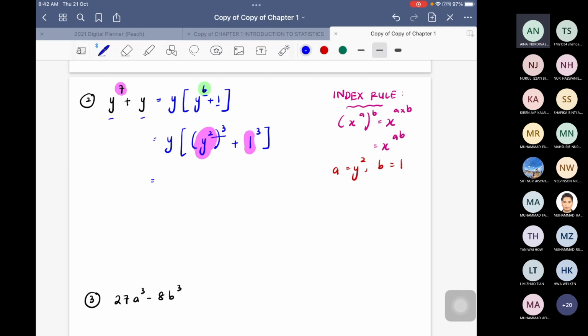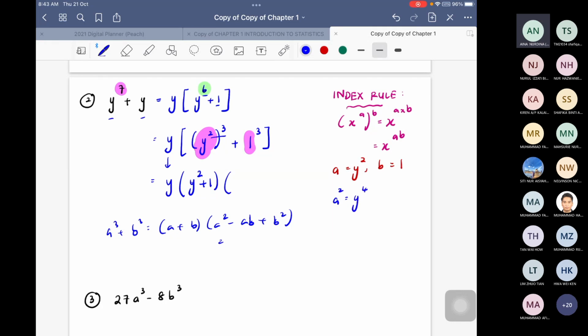Ha, tapi bila you factorize tu, jangan lupa y ni. So y ni salin balik sahaja. And according to the rule tadi, A cube tambah B cube adalah sama dengan A tambah B, A square tolak AB tambah B square. Sama sebiji macam tadi. So A tambah B for this case is going to be y square tambah 1. So A square, A adalah sama dengan y kuasa 2, so A square adalah sama dengan y kuasa 4. So therefore I'm going to have y to the 4 minus, A darab B dapat y square, B square kita akan dapat nilai 1. So from our factorization, ni lah yang kita akan dapat. So this is going to be the factorization of y kuasa 7 tambah y.